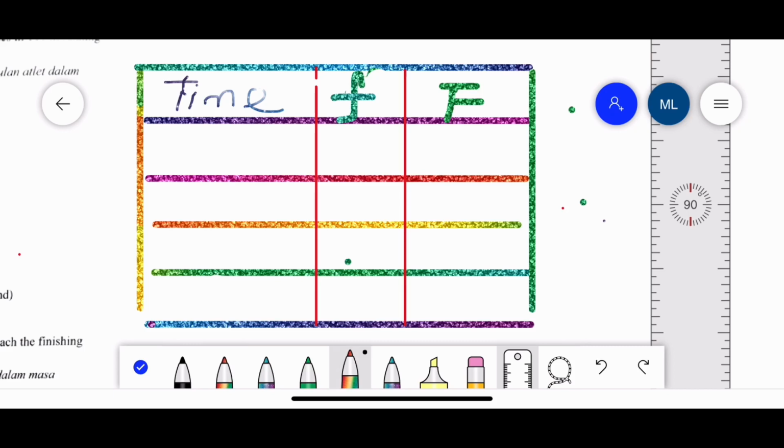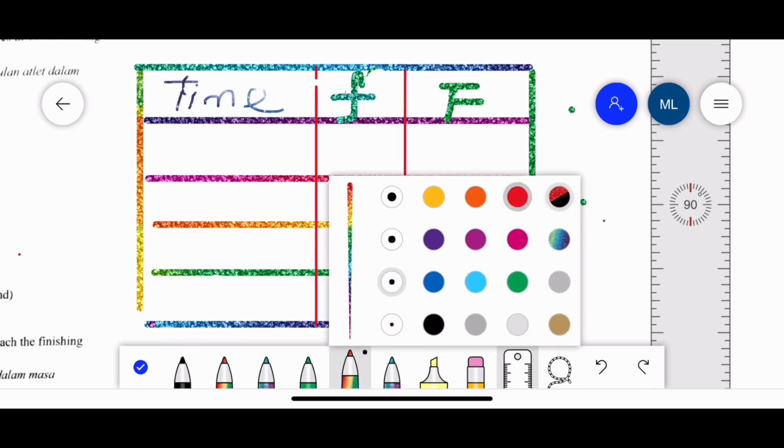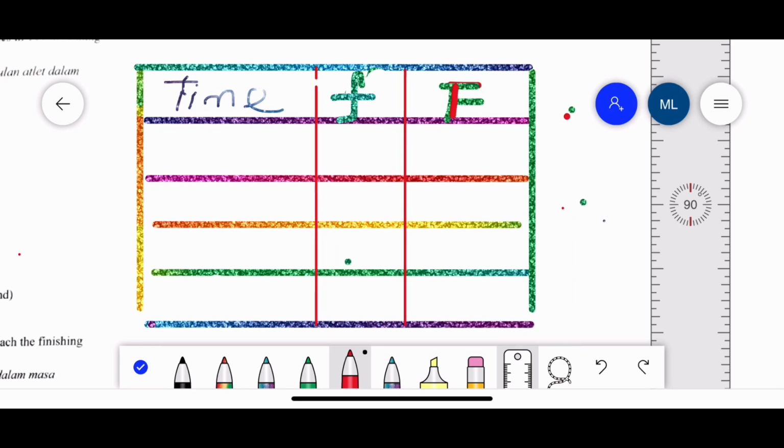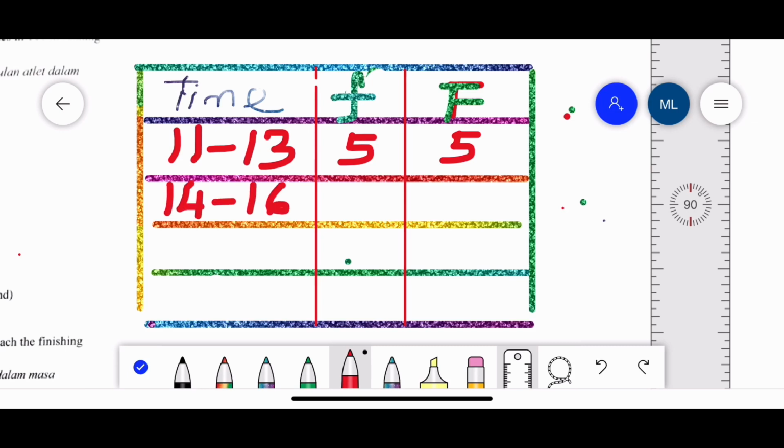Now we are going to fill in the table with the class interval for the time taken by the athletes to complete the 100-meter run. So firstly, the first class interval should be 11 to 13, right? And then the frequency is 5. So for the first one, cumulative is still 5. For class interval 14 to 16, frequency is K, so you are not given the K, so you cannot do anything. So you just plus a K for cumulative frequency.